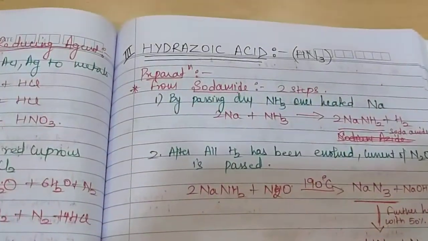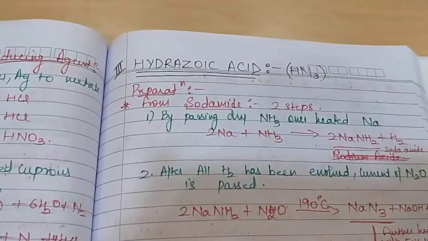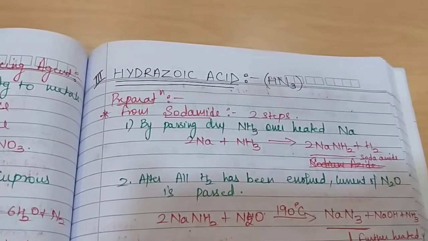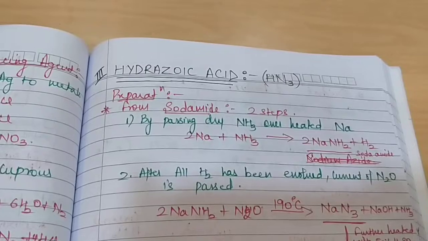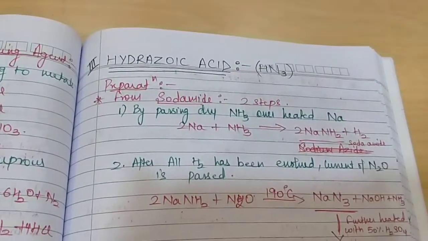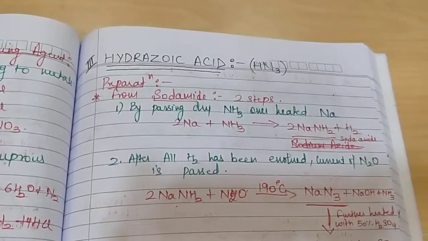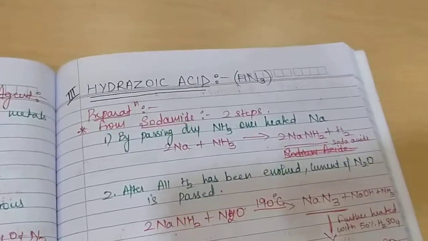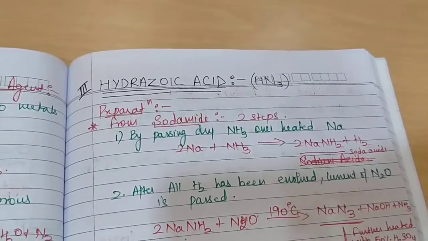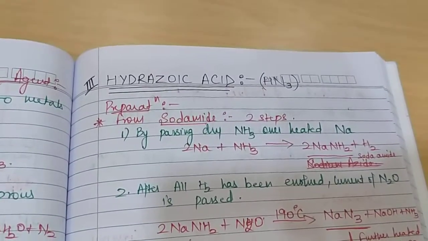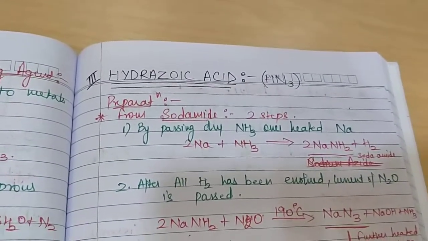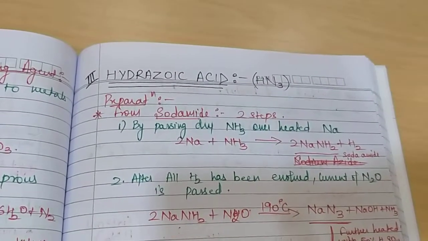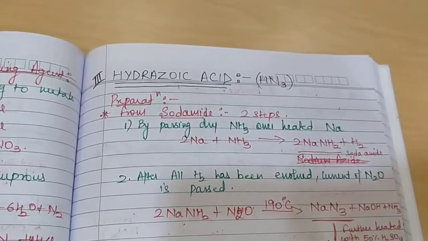Now coming to the next hydride, that is hydrazoic acid. It is acidic in nature. So far we have done 2 hydrides, ammonia and hydrazine. Both were basic compounds. Now the next compound is hydrazoic acid, which is acidic in nature. This is not an oxy acid, as hydrogen is not directly bonded to any oxygen. Oxygen is not present in the molecule of hydrazoic acid. So it is not an oxy acid of nitrogen, but it is acidic.